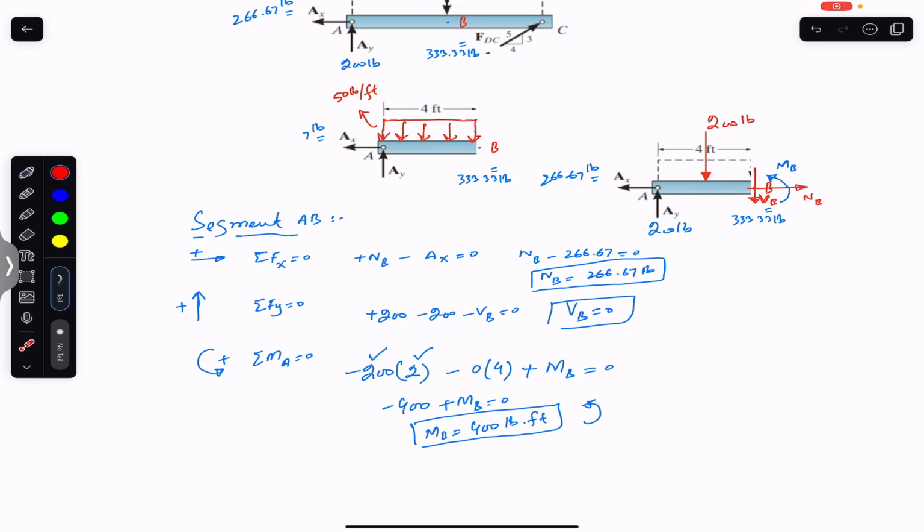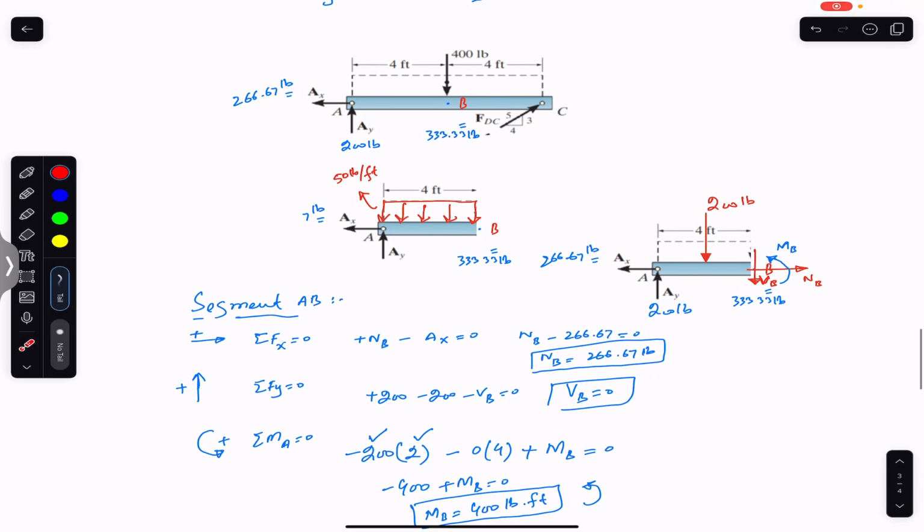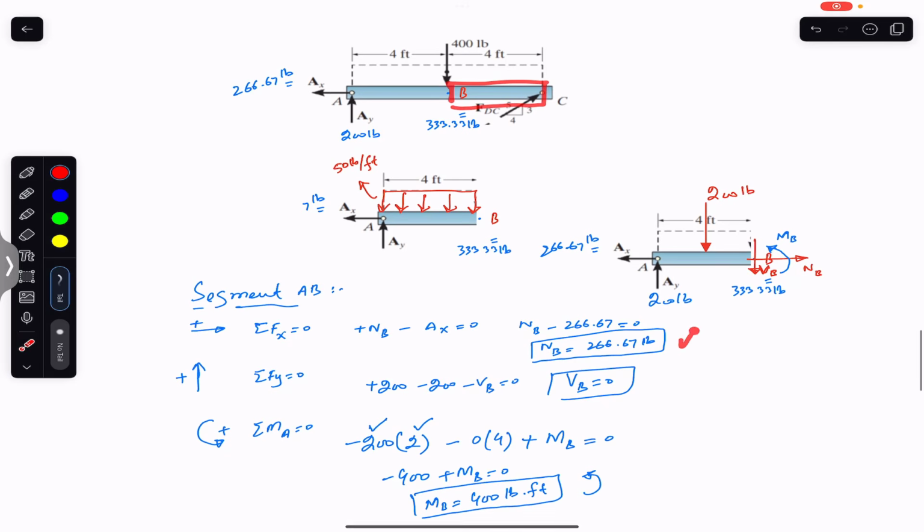So now the normal force at point B is 266.67 pounds. The shear force at point B is 0, and the bending moment at point B is 400 pound feet. So I will recommend you use this BC member and find these answers, and let me know in the comments if your answers and my answer coincide with each other.